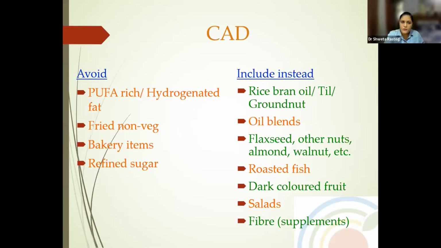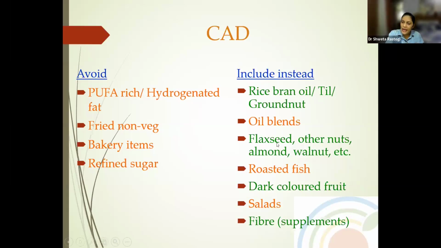Then all forms of refined sugars are bad for blood pressure as well as for heart problems. The reason is they will increase triglycerides. So when the triglycerides increase, VLDL will also increase, and then your ratio will get disturbed. So what is the way out?